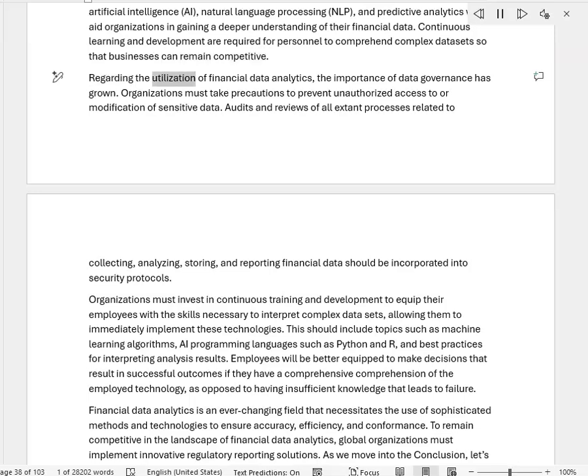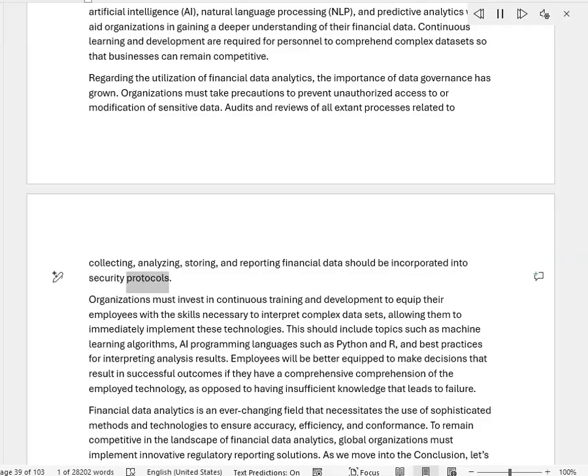Regarding the utilization of financial data analytics, the importance of data governance has grown. Organizations must take precautions to prevent unauthorized access to or modification of sensitive data. Audits and reviews of all extant processes related to collecting, analyzing, storing, and reporting financial data should be incorporated into security protocols.